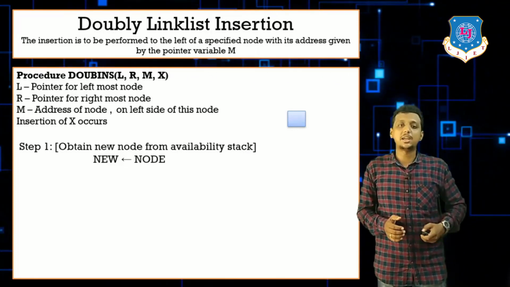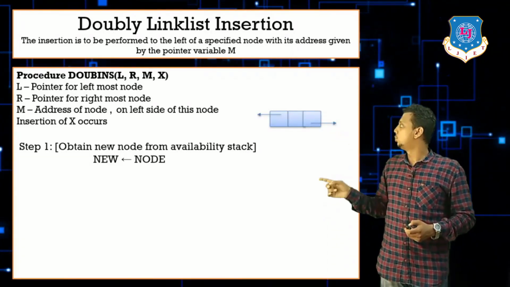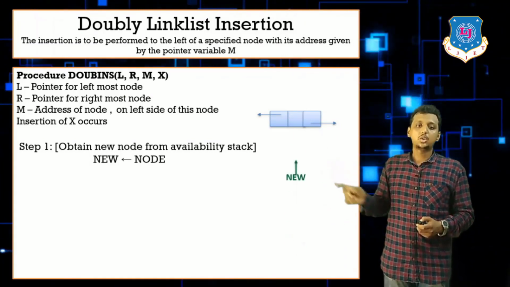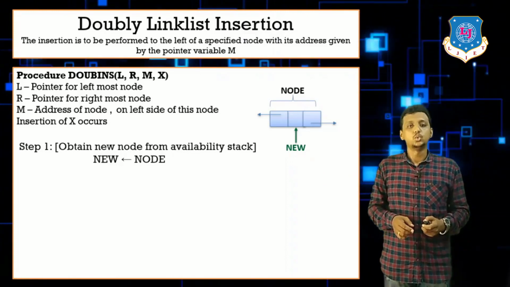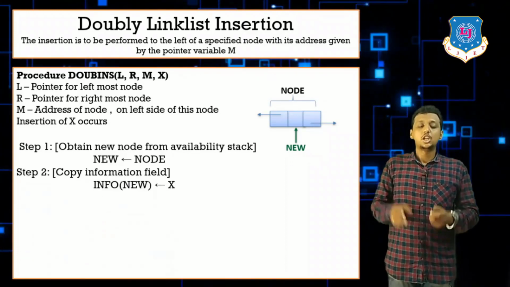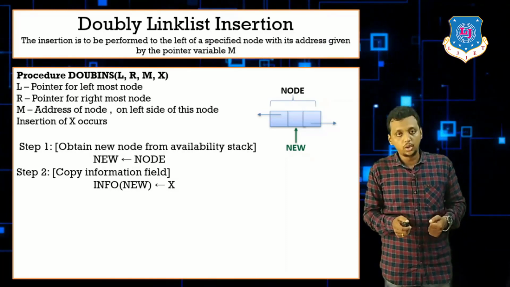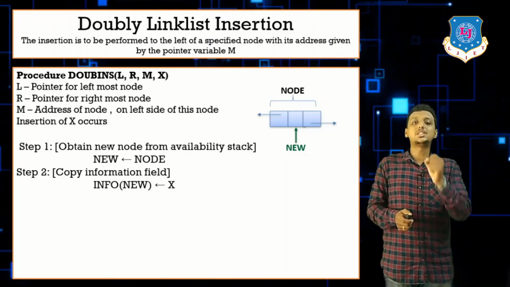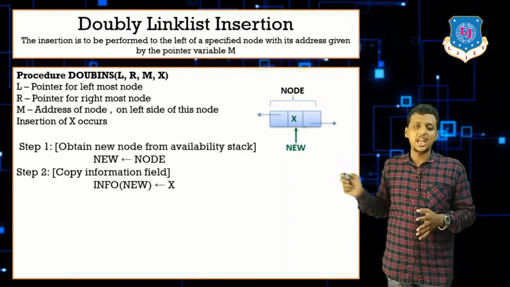So what will be the next step? See, when we talk about new arrow node, our new node is created over there, and the new pointer is pointing to it. This is our new node. Now, next, copy the information. Very first step, just initialize the node by writing info of new is equal to X.